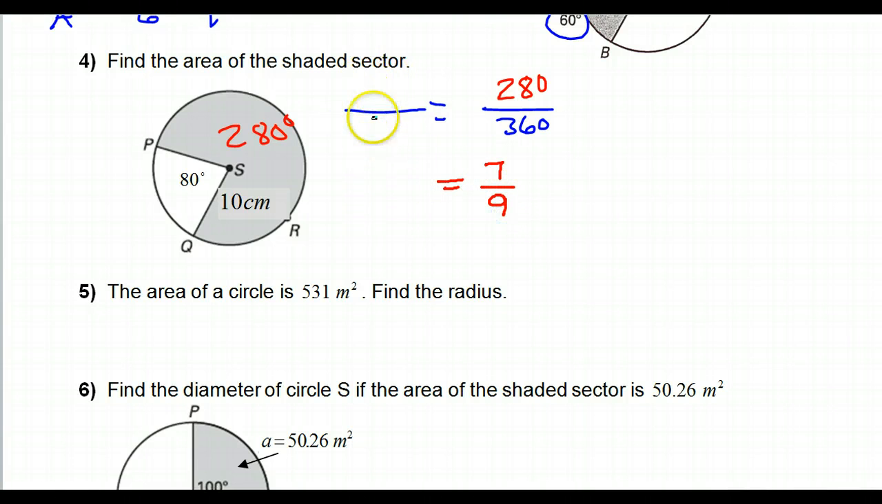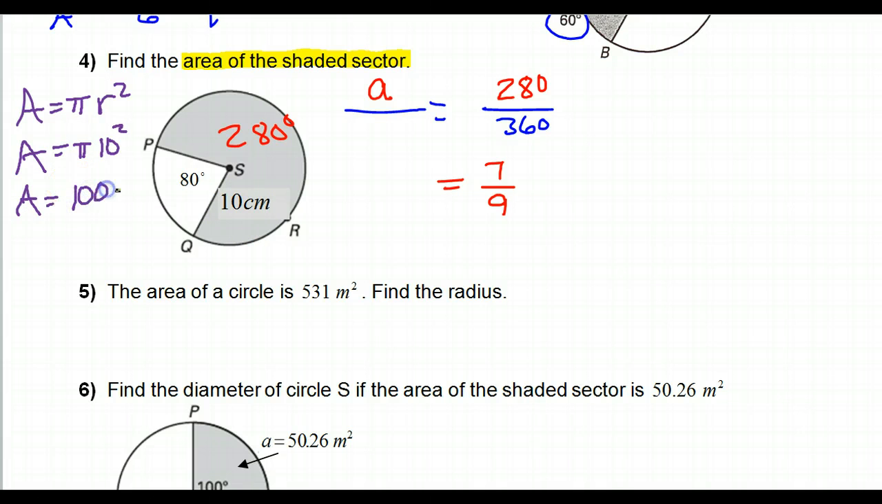In the meantime, over here, part over whole, we're supposed to be finding the area of the shaded sector. That is the partial area. That means we are looking for this, small a. That means we better be able to find large A. Okay, the area of the whole circle is pi r squared. You can do this part in your head. The radius is 10, so that's pi 10 squared. So that is 100 pi. Okay, so that is going to go right there, 100 pi.